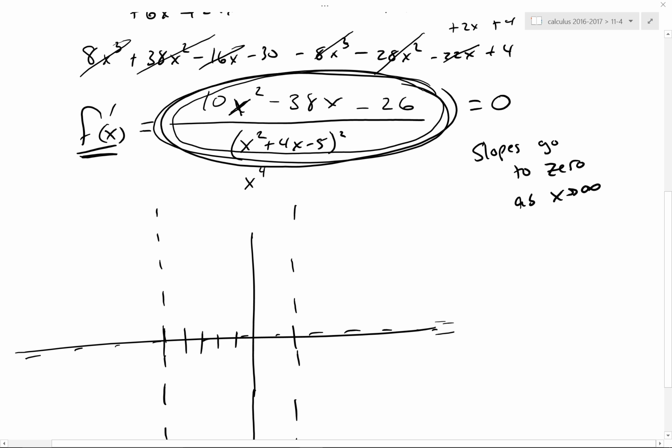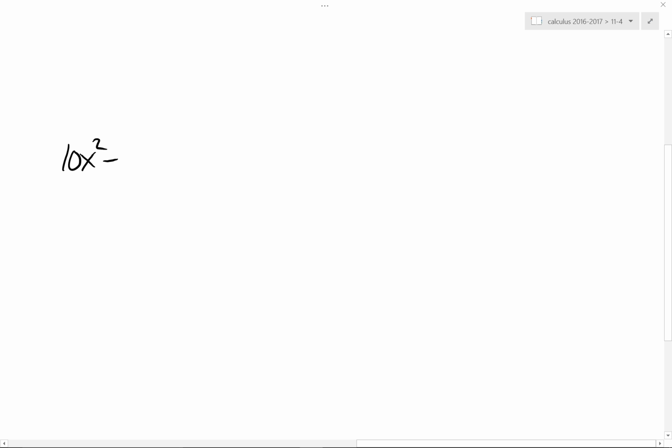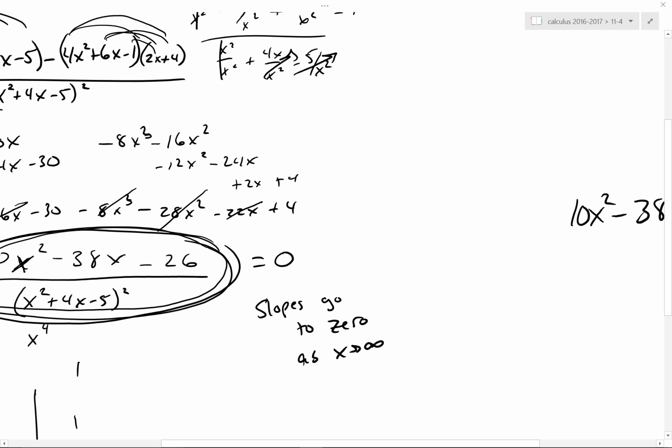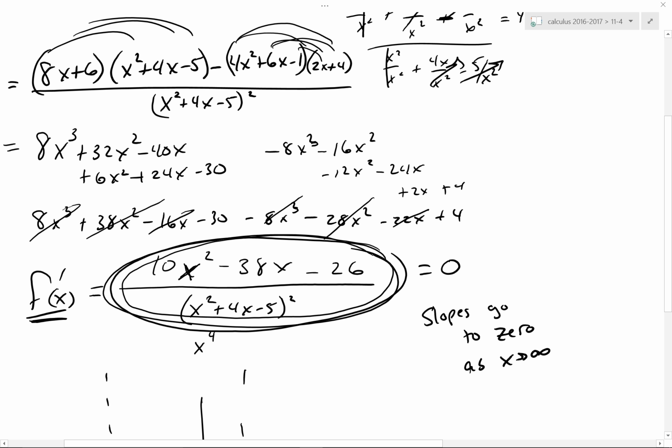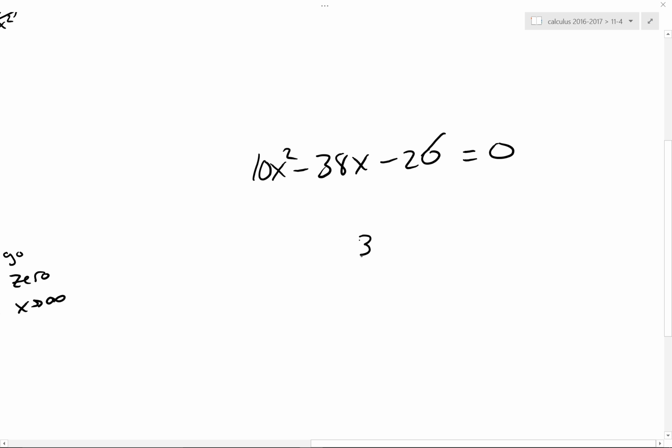So, I'm going to pretend like I'm in Algebra 1 again. If you saw this in Algebra 1, what would you do? I think you'd use the quadratic formula.